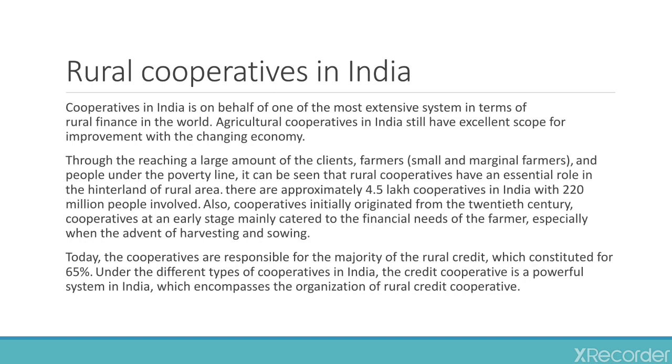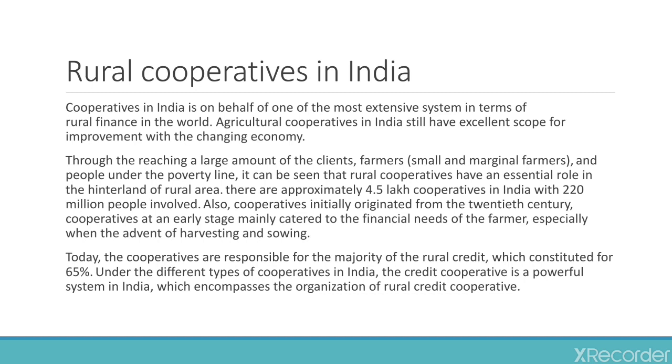Rural cooperatives in India. Cooperatives in India are one of the most extensive systems in terms of rural finance. Agriculture cooperatives in India still have an excellent scope for improvement with the changing economy, though they reach a large number of clients, farmers and people under the poverty line. It can be seen that rural cooperatives have an essential role in rural areas. There are approximately 4 lakh cooperatives in India with 220 million people involved.